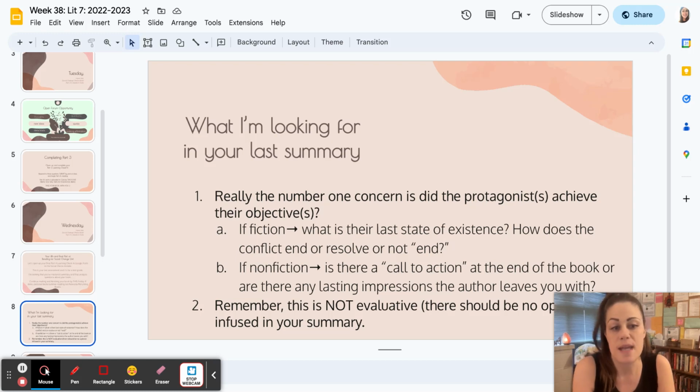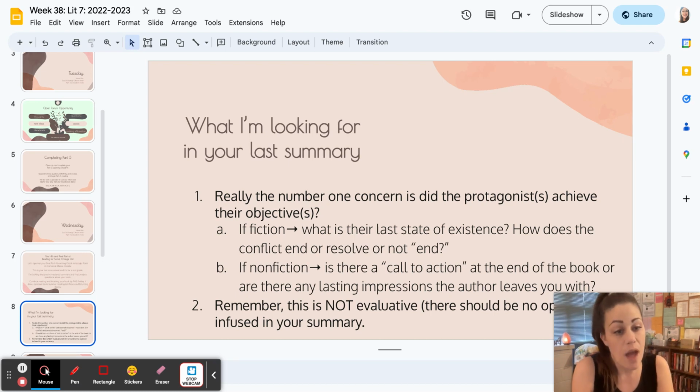Really what you're wanting to summarize in this last 3 to 5 sentences is, if it's fiction, what is the protagonist's last state of existence? How does the conflict end or resolve or not end? This character, we end in this setting. This is the cliffhanger we're left with. Or in the end, this person overcomes this obstacle or this conflict.